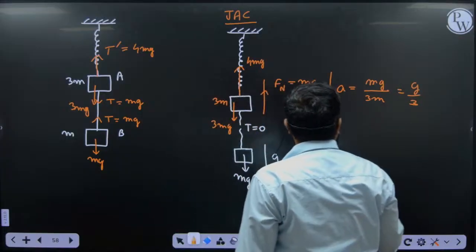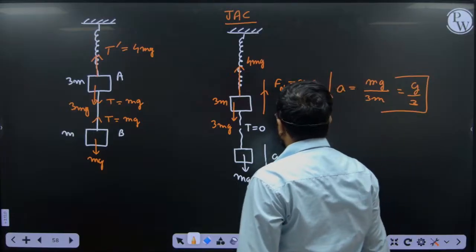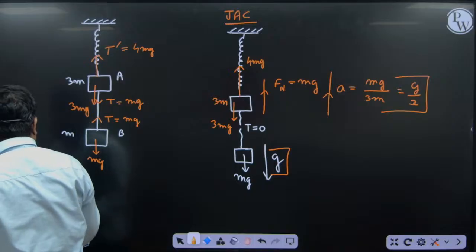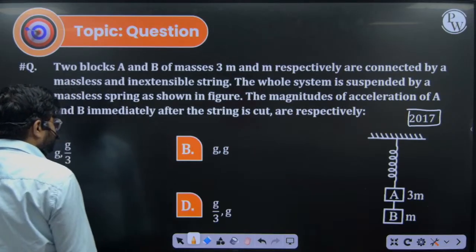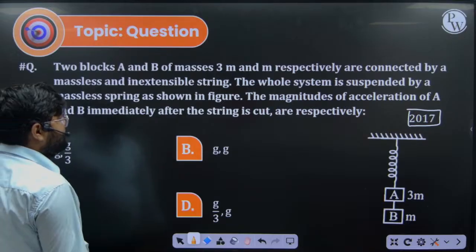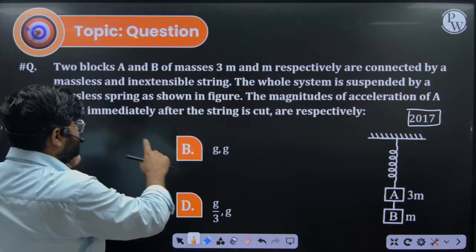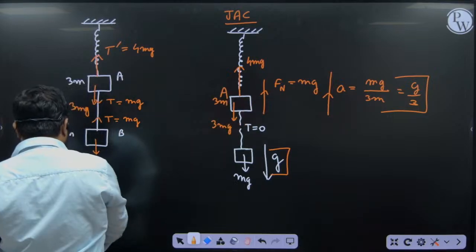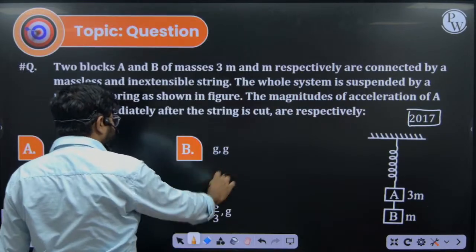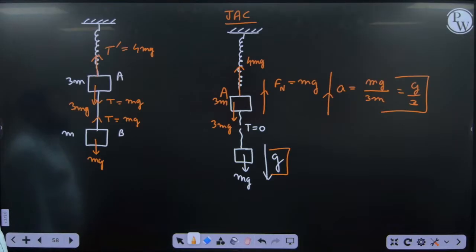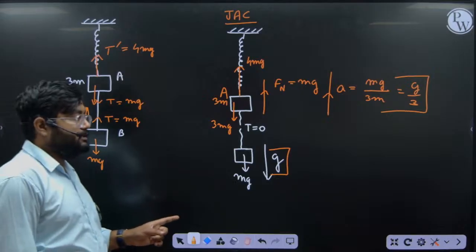So here we have two answers. One is g by 3 and the other is g. So let us see the options. Okay, g by 3 and g are in two options. They are asking for A and B. So first, A is g by 3, then B is g. So the correct answer here is g by 3 comma g. I hope this is clear. A very good question.